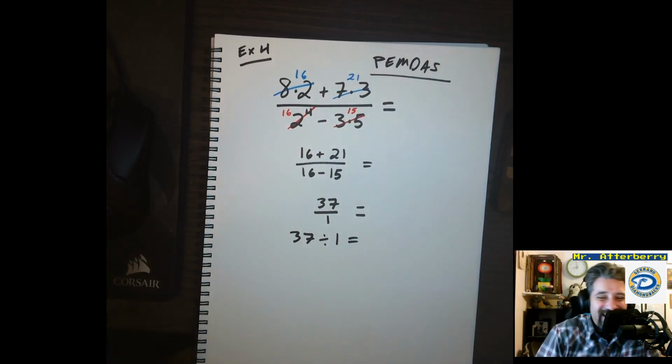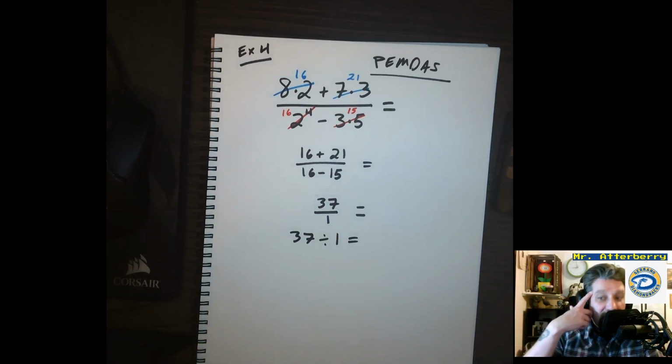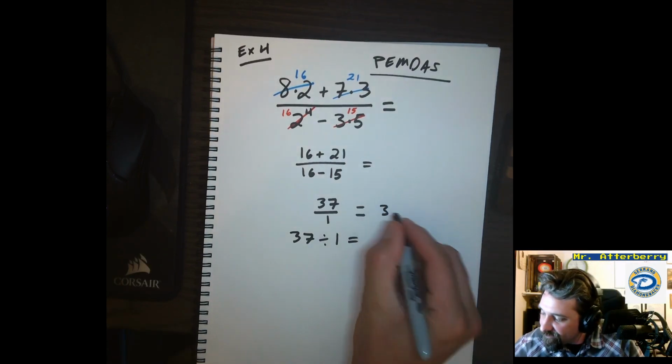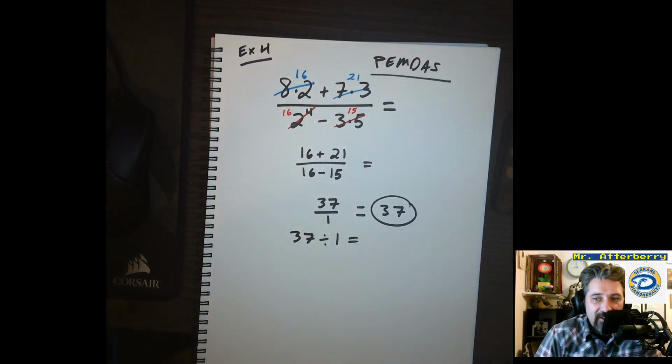Anything divided by 1. Both of these have the same answer, but it might be more meaningful to you if you look at it left to right versus up and down as a fraction. Anything divided by 1 is just that thing. 5 divided by 1 is 5, 10 divided by 1 is 10. Anything divided by 1 is just that number.